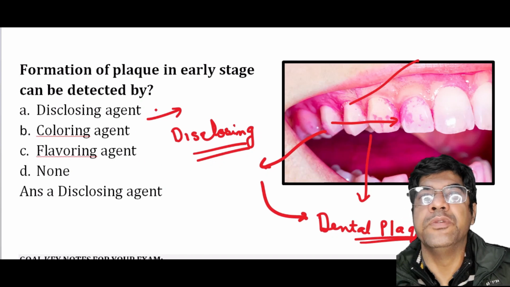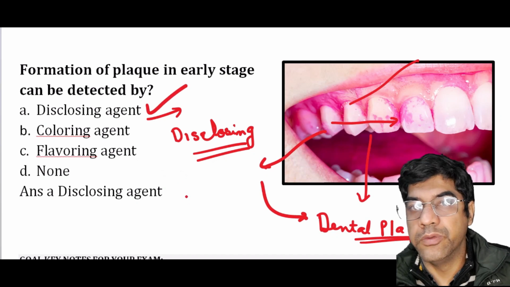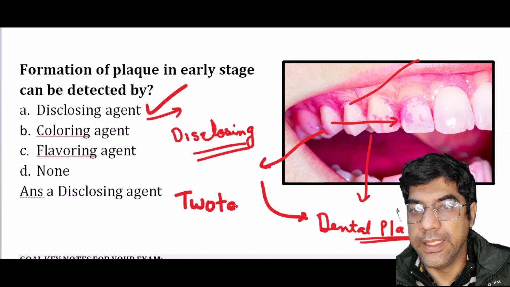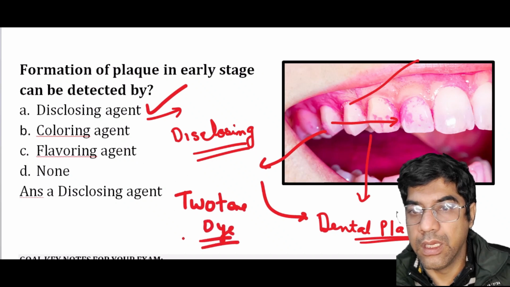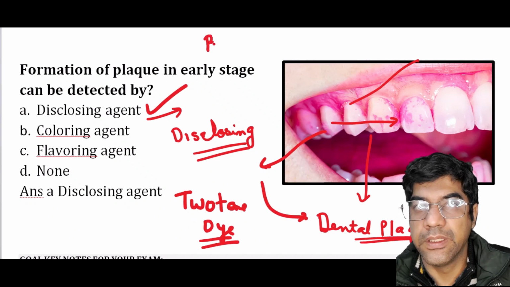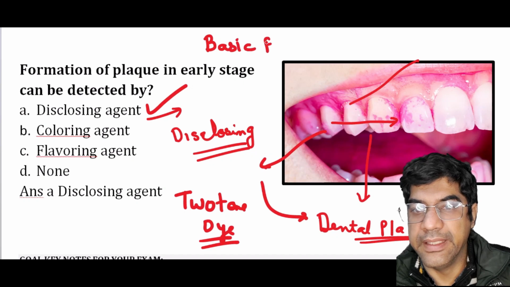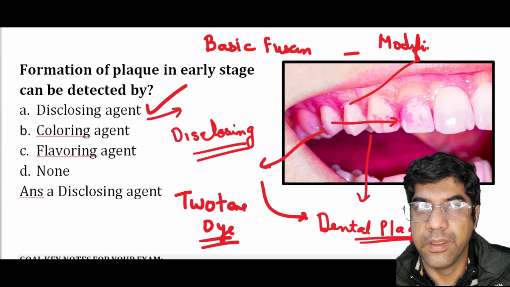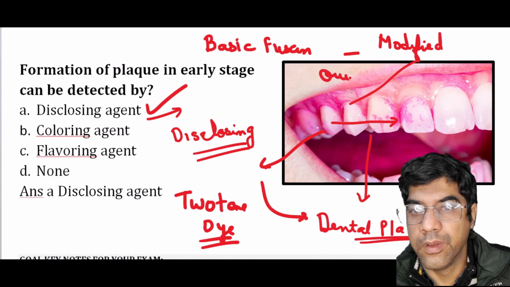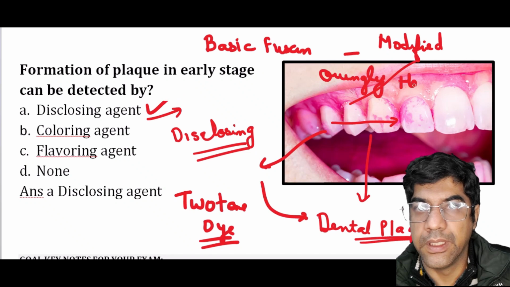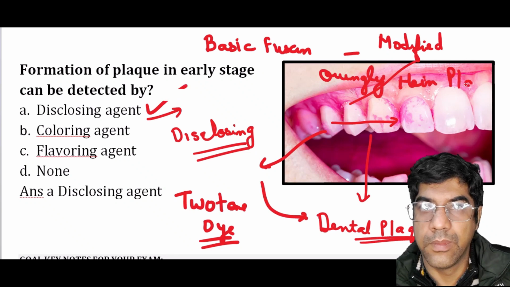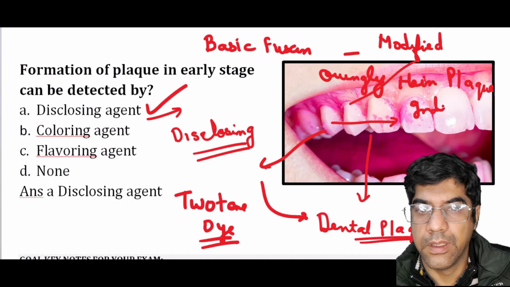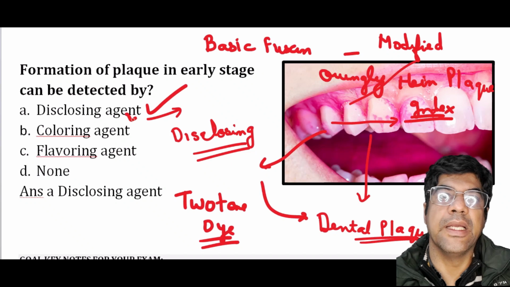Now, what are the disclosing solutions that can be used? We can use a two-tone dye solution. Remember the basic fuchsin. It is a common disclosing agent that we use in the modified Quigley-Hein plaque index. So the answer would be disclosing agent.